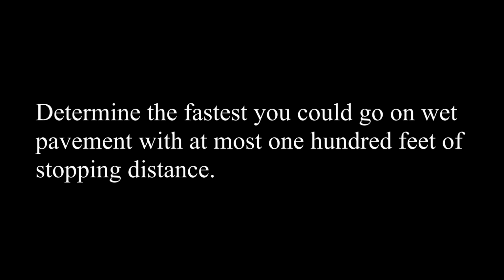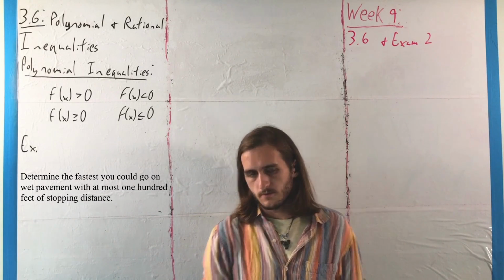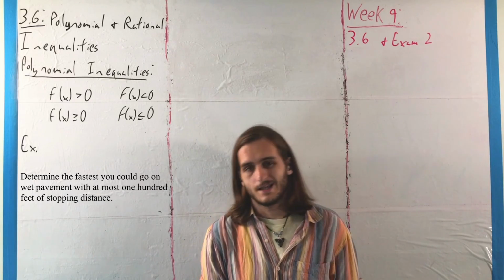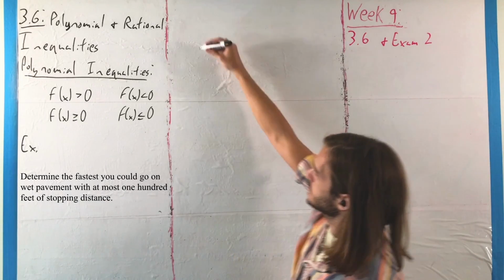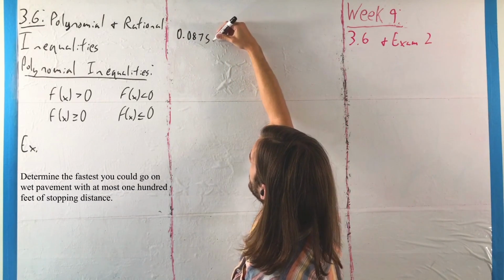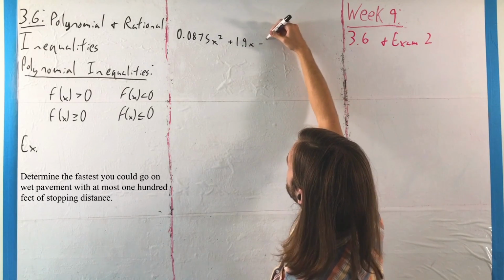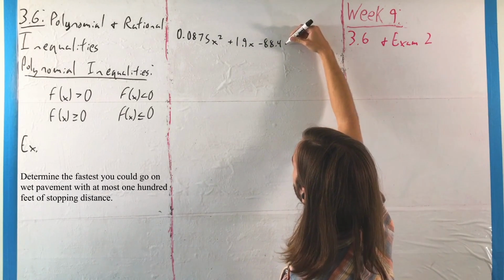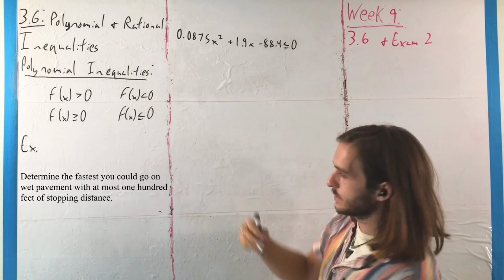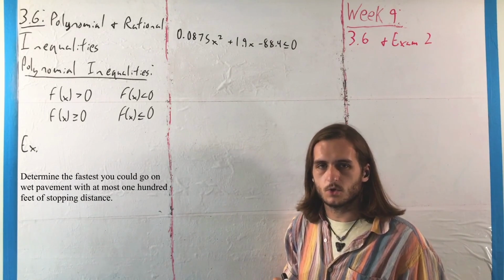For this example, we want to determine the fastest you could go on wet pavement with at most 100 feet of stopping distance. So for this example, we're coming back to that idea I set things up with. I gave some motivation for this section at the beginning, where that means we want to solve the polynomial inequality 0.0875x squared plus 1.9x minus 88.4 is at most 0, where we can skip that first step because we already had it set up like that earlier.